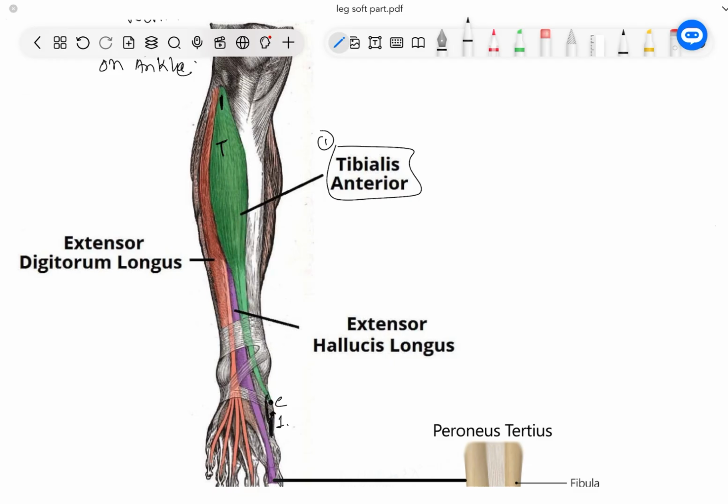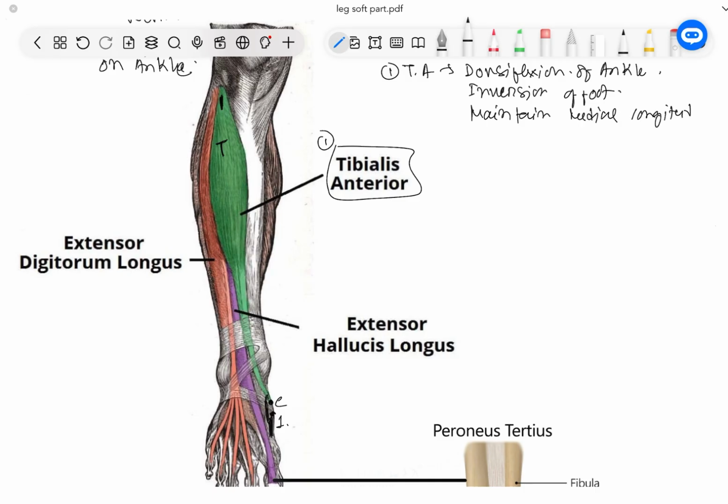What is the function of the tibialis anterior? As I said, when we describe a muscle we have to know the group function. So, the first group function is dorsiflexion of the ankle. It has some other functions also. What are the other functions? It does inversion of the foot, and it maintains the medial longitudinal arch. That's all about the tibialis anterior.